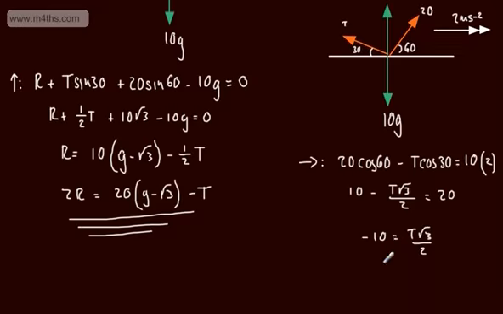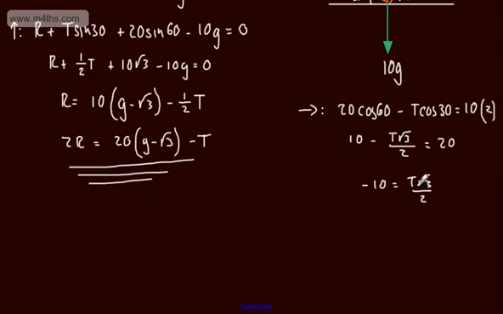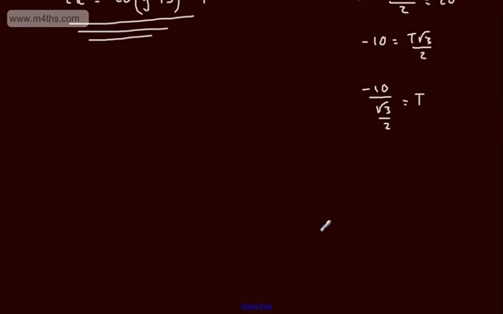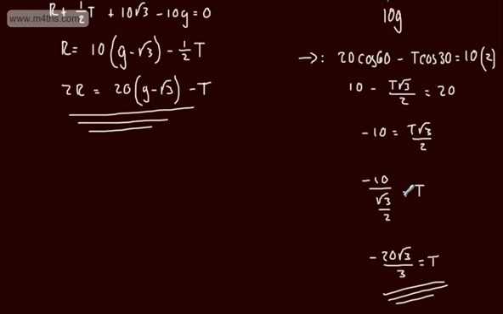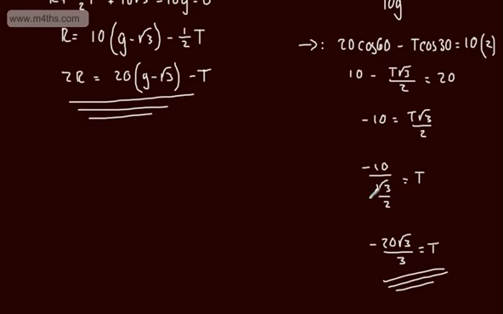Let's divide both sides by root 3 over 2. We could say minus 10 over root 3 over 2 is minus 10 over root 3 over 2. So that's going to be minus 20 root 3 over 3 is equal to t. If you were asked for the magnitude of that force, it's just 20 root 3 over 3 newtons. All I've done is rationalise this.